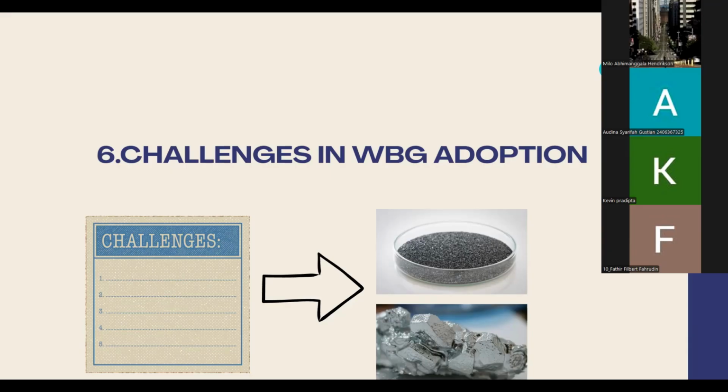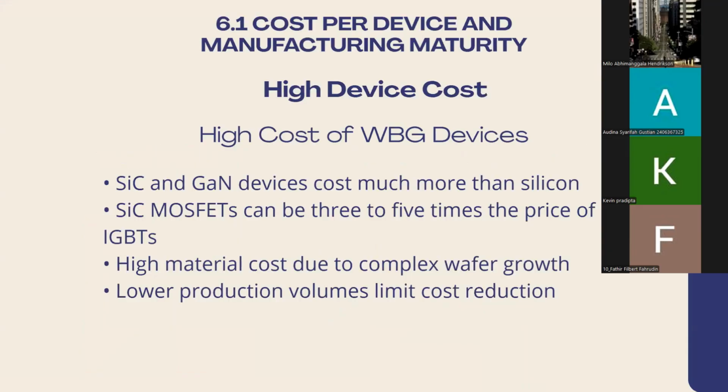I'm going to explain about challenges in wide bandgap adoption. The first one is cost per device and manufacturing maturity. It's about high device cost. Silicon carbide and gallium nitride devices cost much more than silicon. Silicon carbide MOSFETs can be 3 to 5 times the price of silicon IGBTs. High material cost due to complex wafer growth and lower production volumes limit cost reduction.